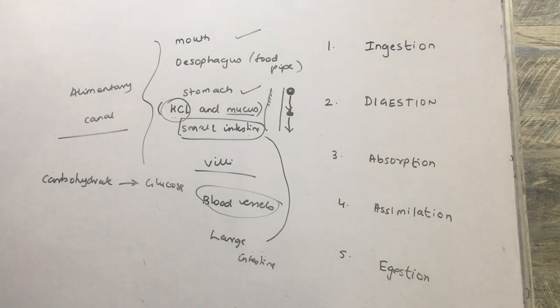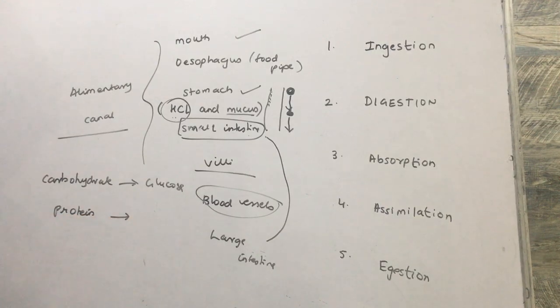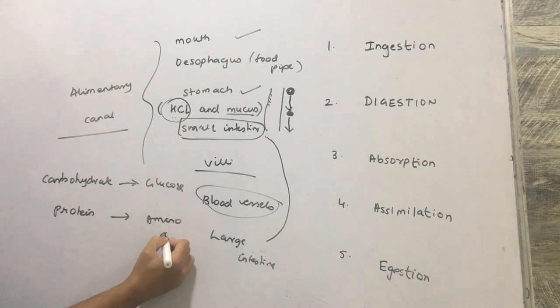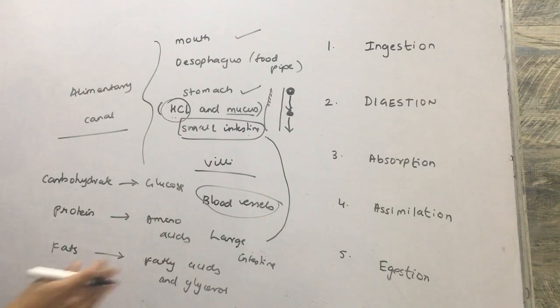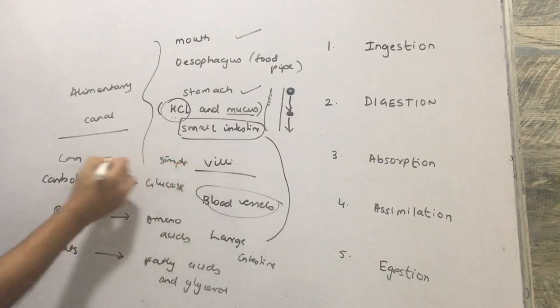The final product of protein is amino acids. Protein is a complex substance and it is converted into amino acids, where amino acids are a simple substance. And the last one, the fats. Fat is a complex substance and it is converted into simple substances called fatty acids and glycerol. These simple substances are stored as energy inside the body. So these are all complex substances and these are all simple substances.